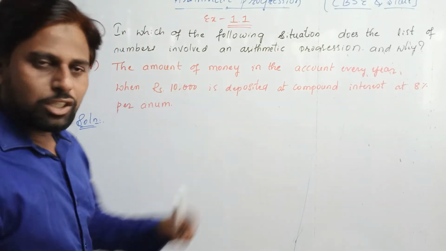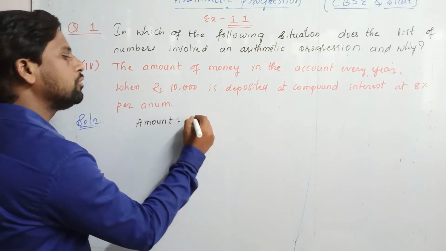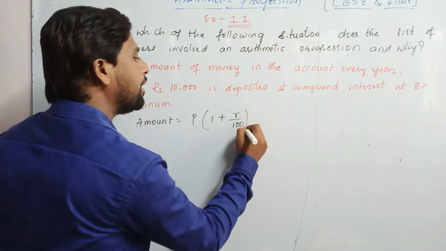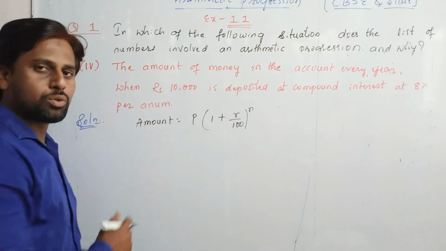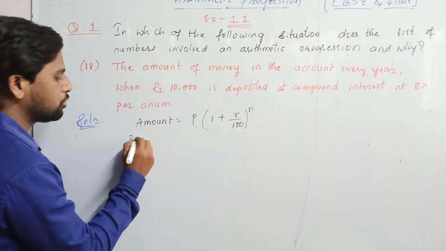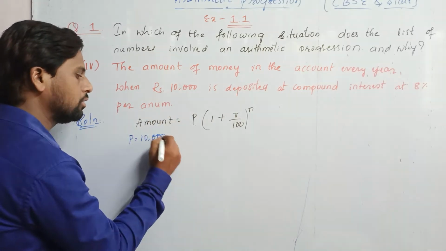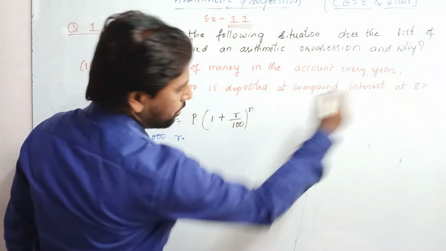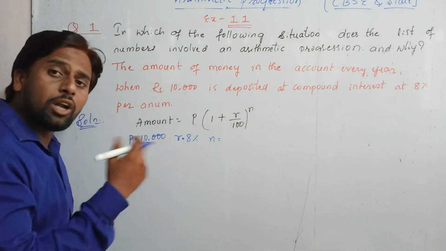Okay, to solve this problem we should know the formula, that is amount is equal to P bracket 1 plus R divided by 100 to the power n. So this is the formula for amount, students. To solve this we should know what is the principal, students. Here principal means deposited amount, that is 10,000. And what is R, that is rate of interest, how much we have been given, 8%, and n is nothing but number of years.